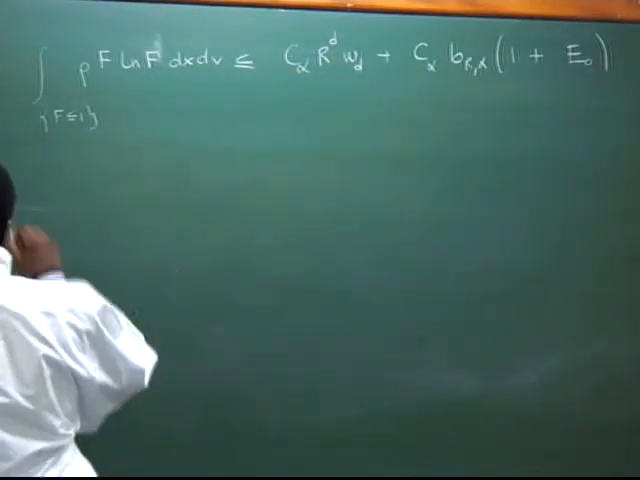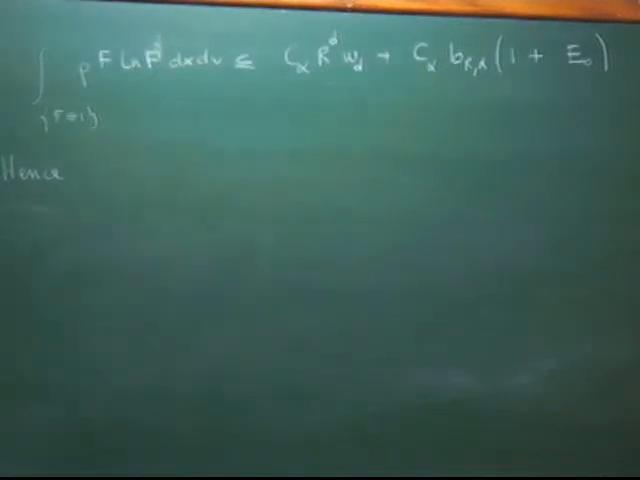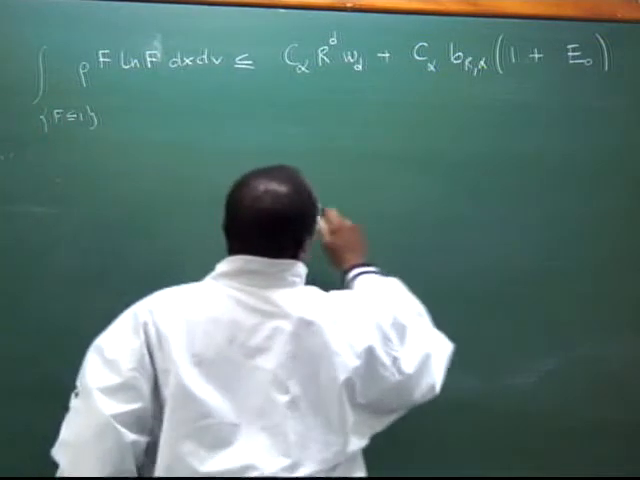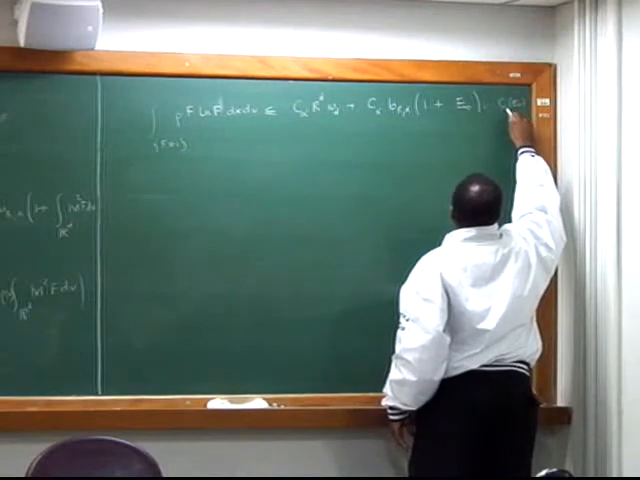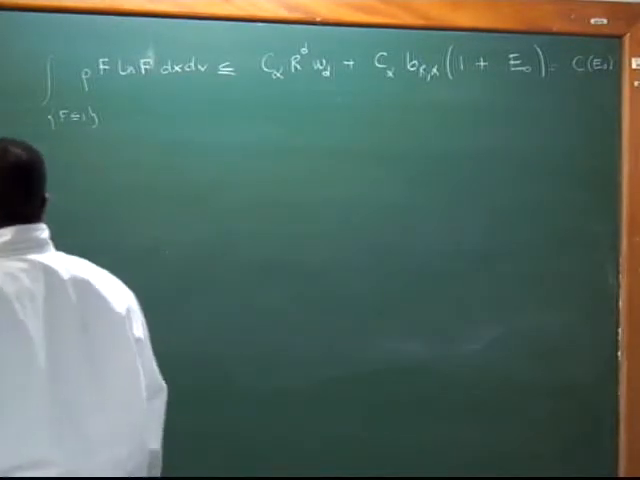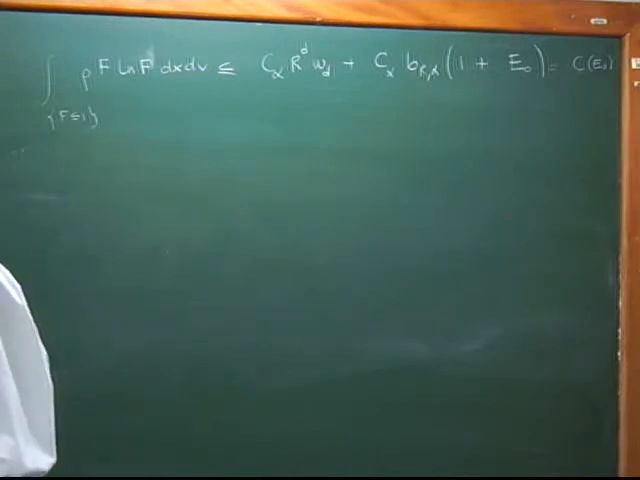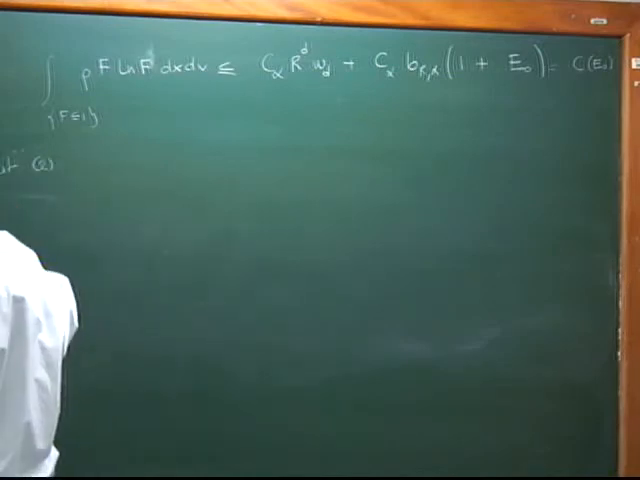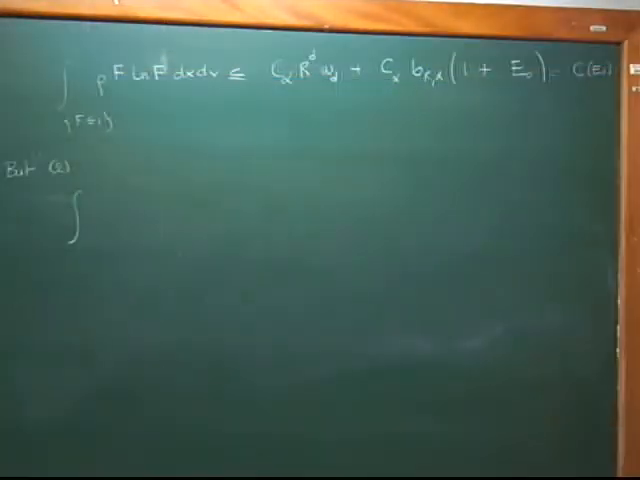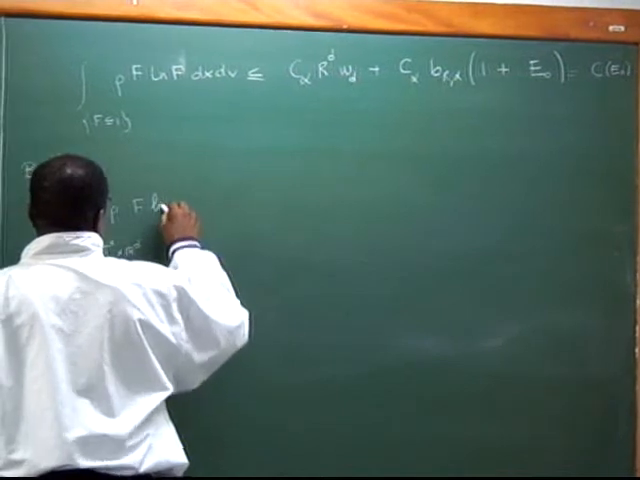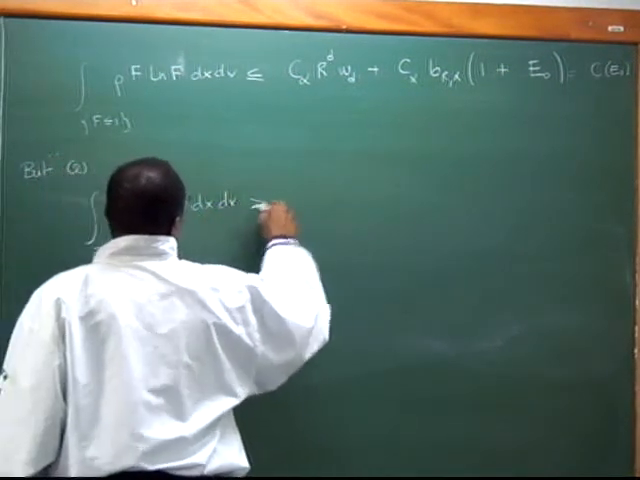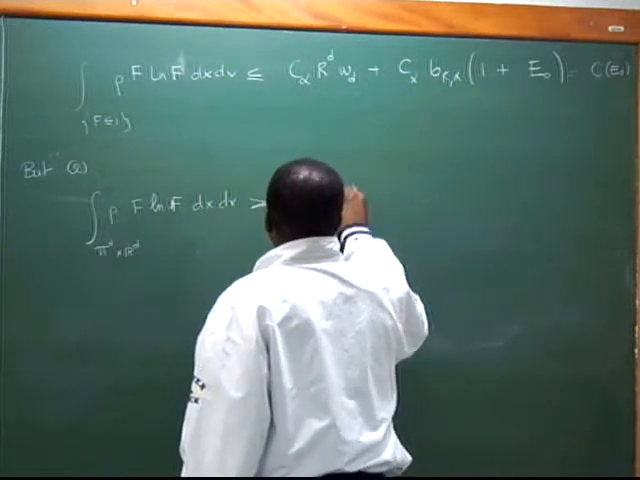We conclude that if I use 2, this together with 2, call it a constant depending on E naught, and depending on R greater than 1. So I can take R equal to 1. Okay. So now I fix R, and I fix my alpha. So I call this a constant depending only on E naught by 2. The integral of rho on Td cross Rd of rho f log f dx dv is bigger than negative c e naught.